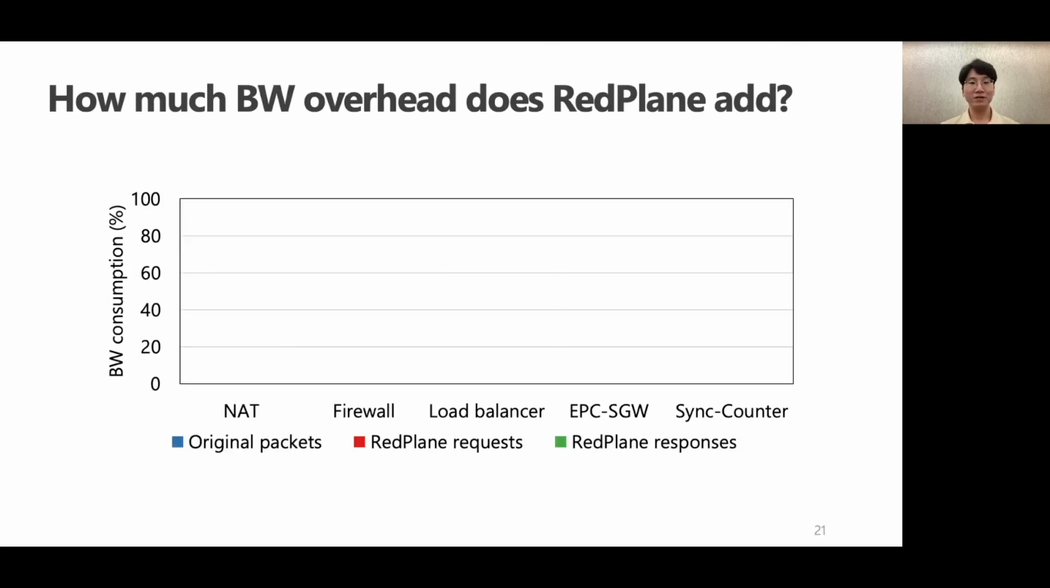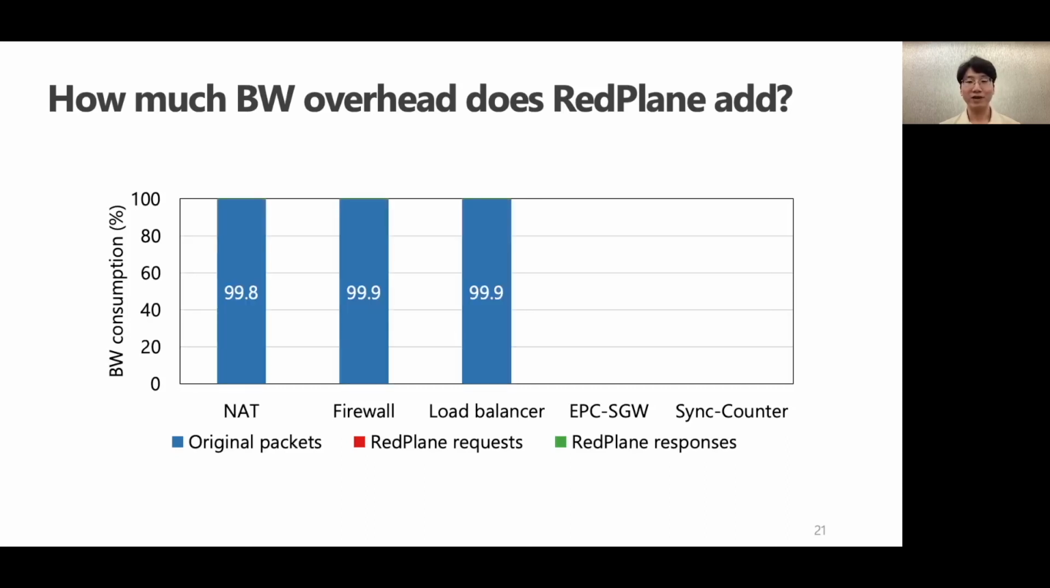And then we measure the bandwidth overhead that the RedPlane protocol incurs. This graph shows the ratio of bandwidth consumed by RedPlane protocol messages to the total amount of traffic that each application processes. We can see that for read-centric applications, including NAT, firewall, and load balancer, there is almost no bandwidth overhead since RedPlane generates protocol messages only for the first packet of each flow.